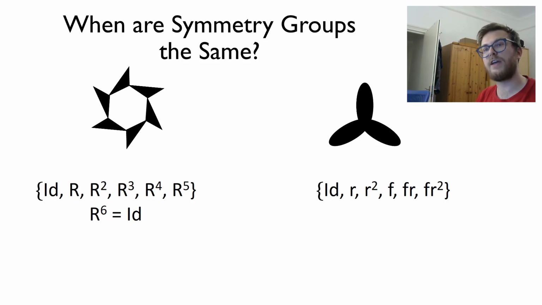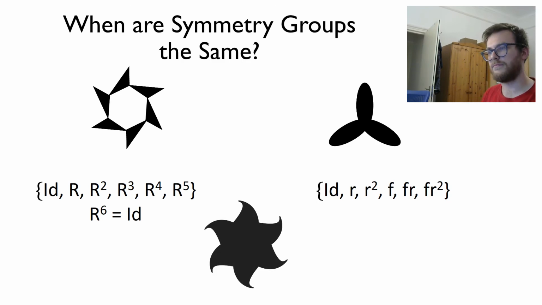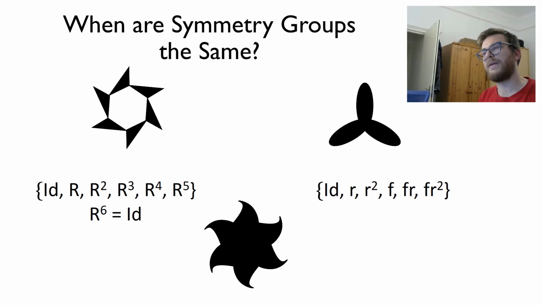And we'll say that two shapes have the same symmetry group if we can find generators for each, such that the symmetry group and the relations are identical when written in terms of the generators. As an example, consider this shape. This is different to the shapes above, but it has the same symmetry group as the first one, which is clear if we write the elements in terms of capital R.